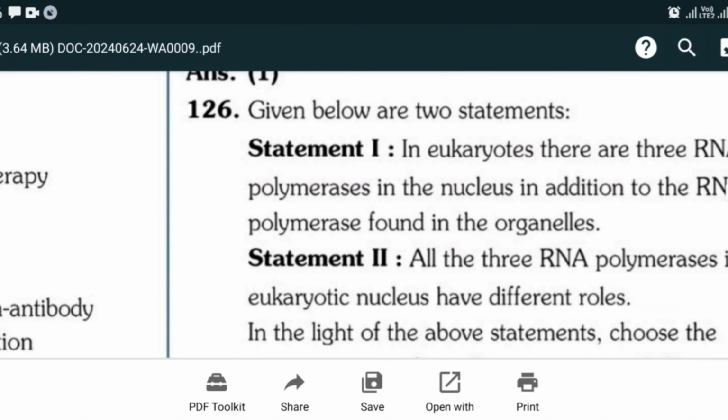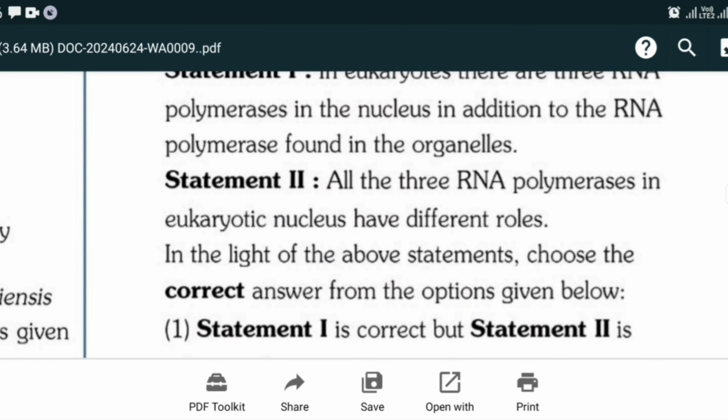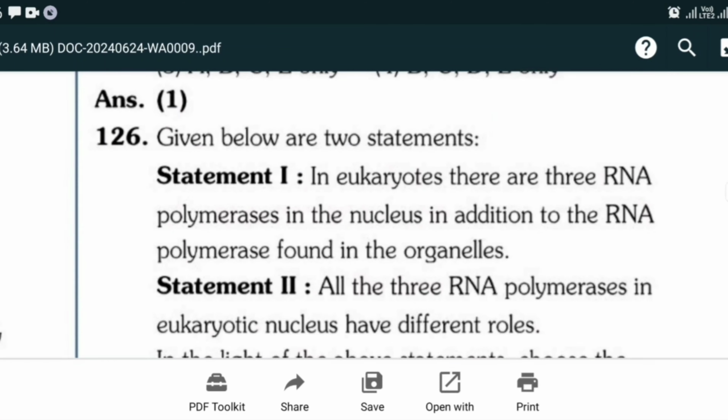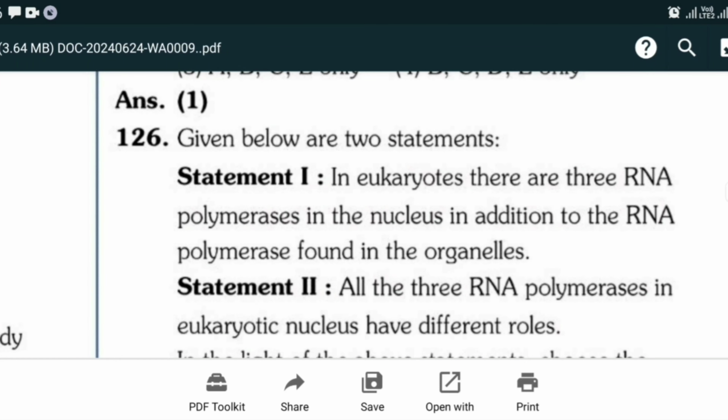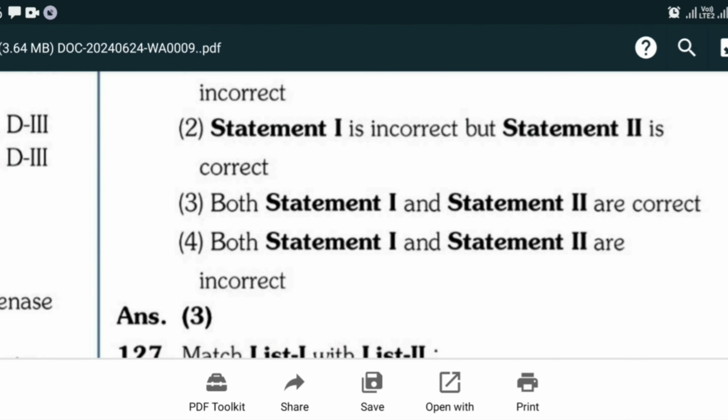Then given below are the two statements. In eukaryotes, there are 3 RNA polymerases in the nucleus in addition to the RNA polymerase found in the organelles. So this is correct. RNA polymerase 1, 2 and 3, all these are present. Then all the 3 RNA polymerases in the eukaryotic nucleus have different roles. Yes, because all these produce different kinds of RNA. So that's why they have different roles. So statement 1 and statement 2 both are correct. So the answer to 126 will be the third option. Both statement 1 and 2 are correct.